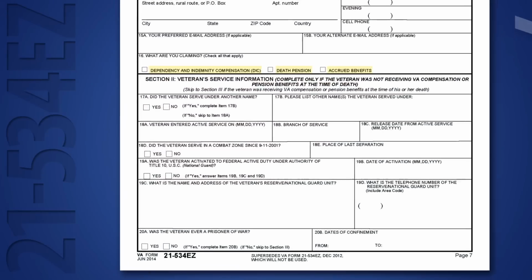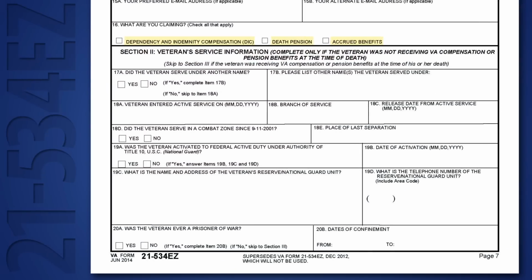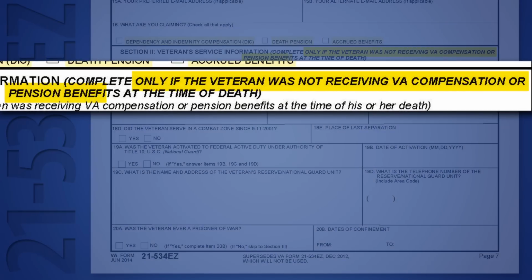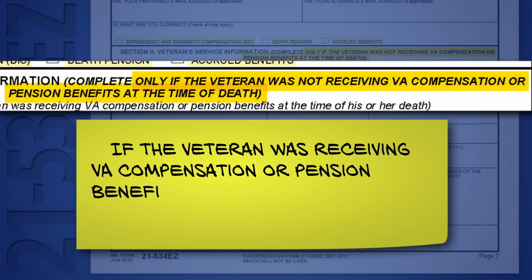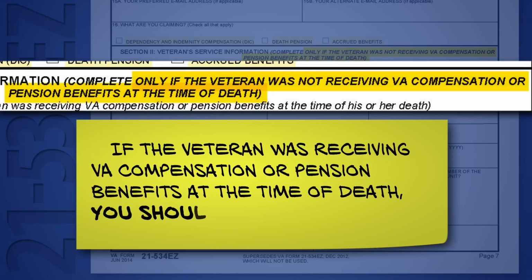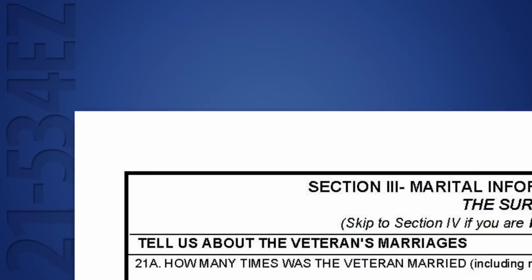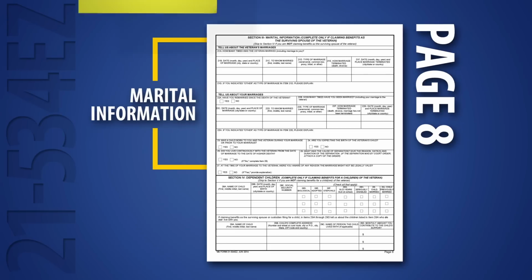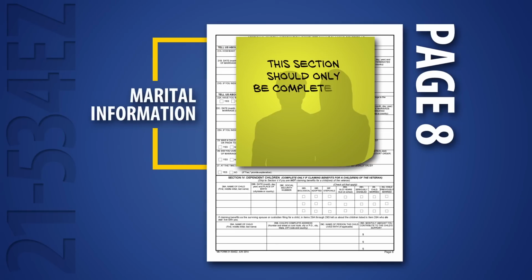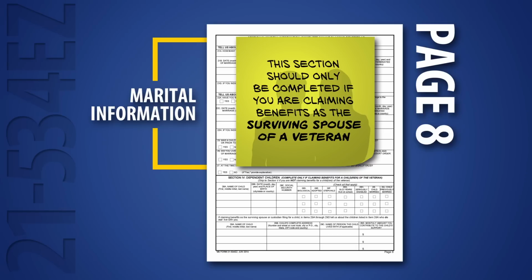In Section 2, you must fill out the veteran's service information only if he or she was not receiving VA compensation or pension benefits at the time of death. If he or she was receiving VA compensation or pension benefits at the time of death, you should skip to Section 3. Section 3 on page 8 asks you to fill out your marital information. This section should only be completed if you are claiming benefits as the surviving spouse of a veteran. If you are not, then you should skip to Section 4.